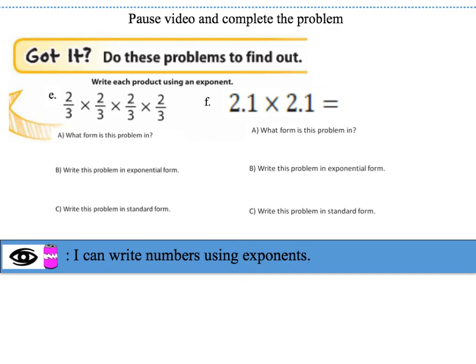So pause the video, complete these got it problems, and we'll discuss the answers in class tomorrow. Notice we've got 2 got it problems on this page. We've got it problem E and got it problem F.